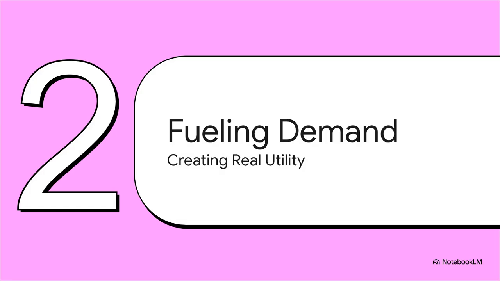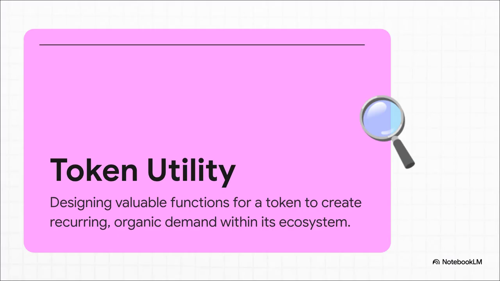Okay, so if utility is the big goal, how do you actually create it? Well, let's start with the first part of this digital engine we're talking about: fueling the demand. Honestly, this is the part that makes everything else tick. And let's be super clear about what we mean by utility. This isn't some fuzzy, vague promise. We're talking about the careful, deliberate design of jobs for a token. Things that give people a real reason to get it, and more importantly, to use it again and again. That's how you get that organic, recurring demand that has nothing to do with whatever the market is screaming about that day.